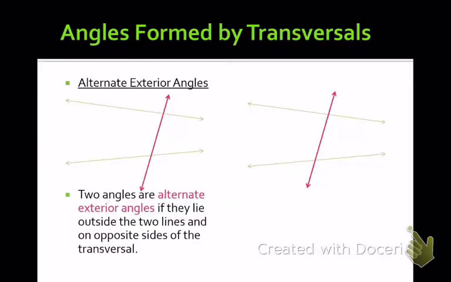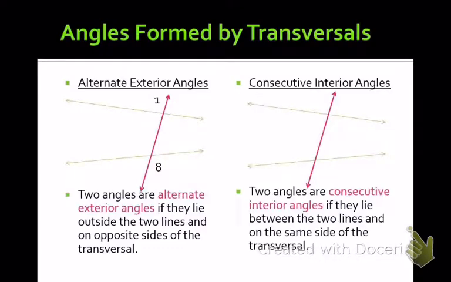Then we've got alternate exterior angles. Alternate exterior angles are like alternate interior, only they're outside the two lines instead of inside. Exterior would be out here, needing to be on opposite sides of the transversal. So, for example, angle 1, angle 8. Or angle 2 and angle 7. Those would be on opposite sides of the transversal and on the outside.